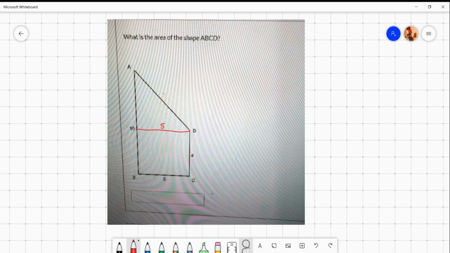will make this side 5 and this side will be 4 and the top side here will be 6, since 6 plus 4 equals 10. We will make an assumption that these angles are right and that these two lines are parallel.